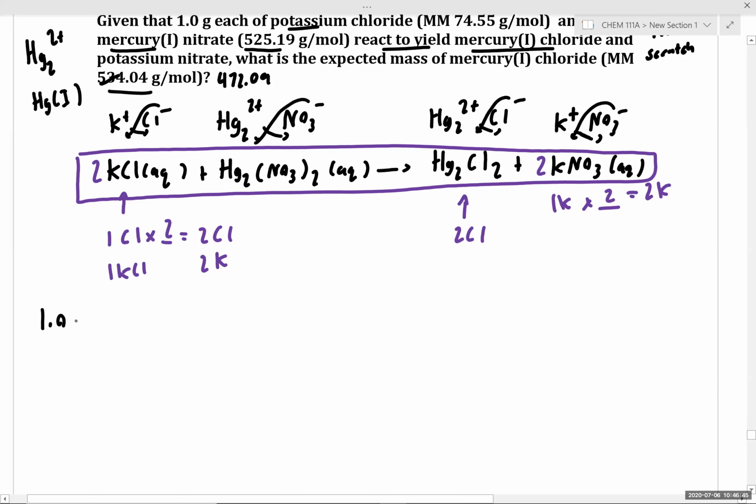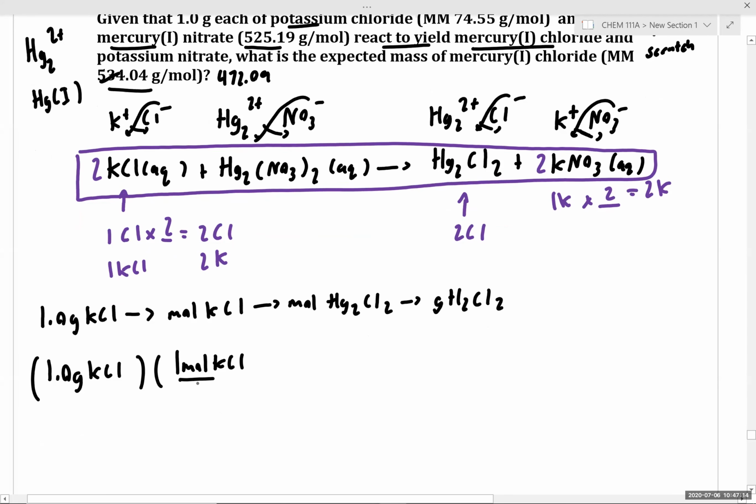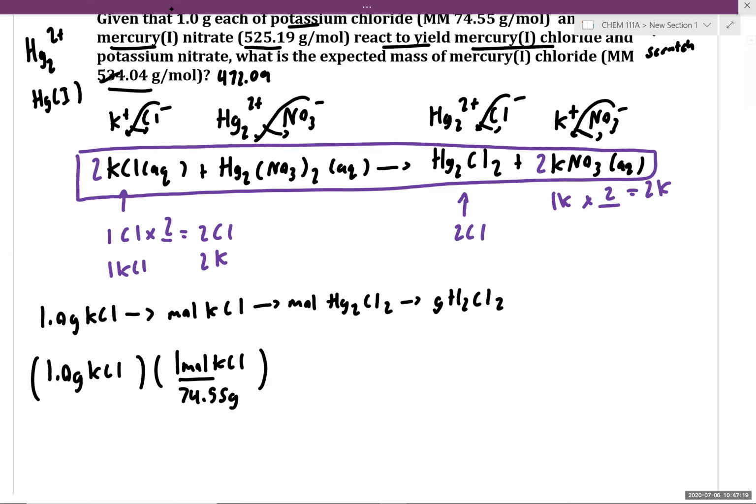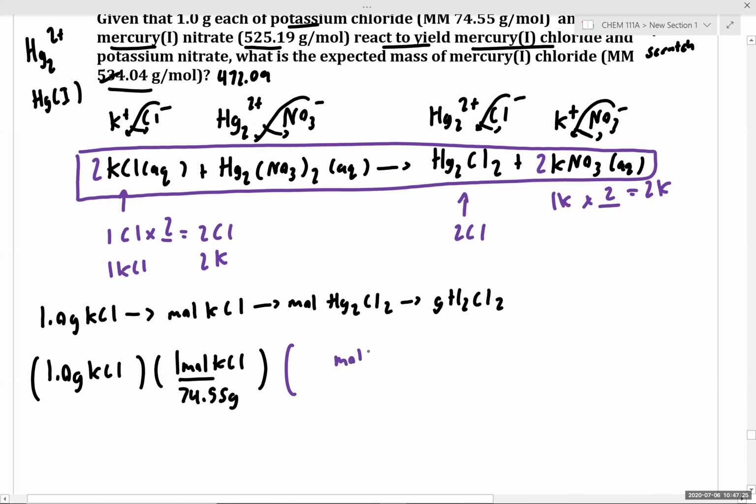So first, we're going to go from 1.0 grams of potassium chloride to moles of potassium chloride to moles of mercury 1 chloride to grams of mercury 1 chloride. So plugging this in, we have 1 gram of potassium chloride. We know that in 1 mole of potassium chloride, we have 74.55 grams.